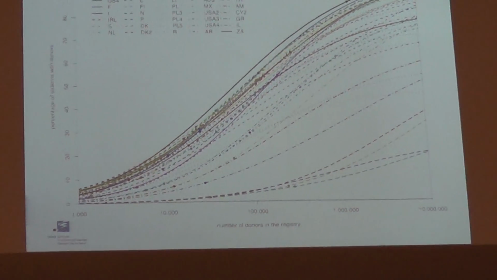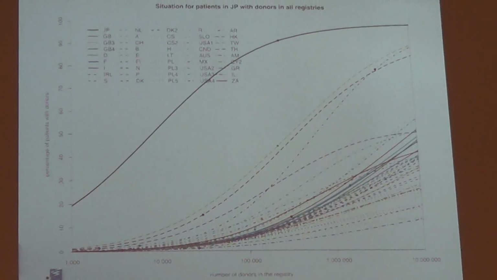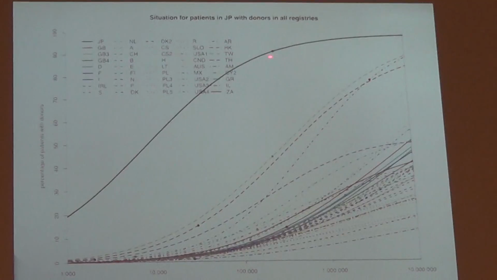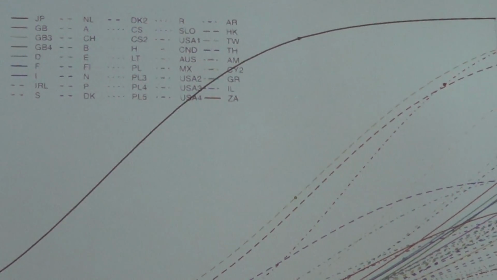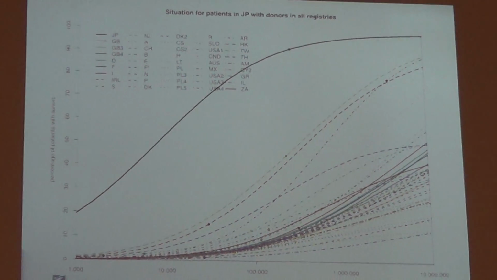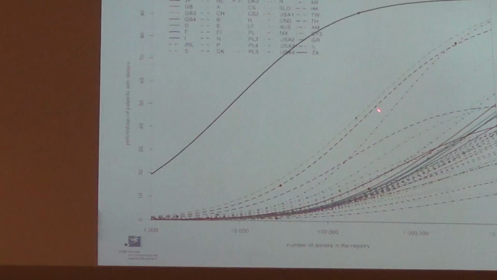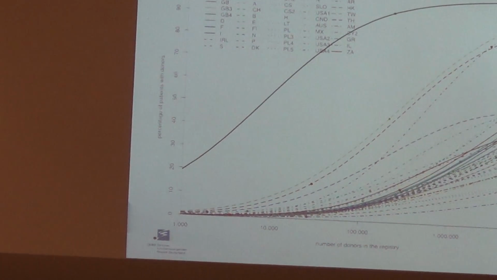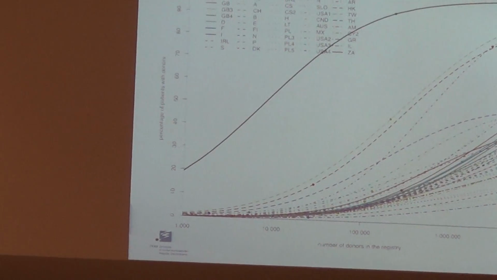And now to switch this view to the top down, this is the curve for Japanese patients with Japanese donors. It's the highest in the world. They are an island, and they are so extremely homogeneous. And even their closest neighbors here, Hong Kong, Taiwan, and Thailand, are far away.